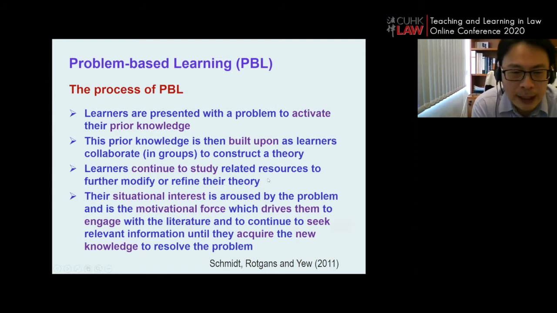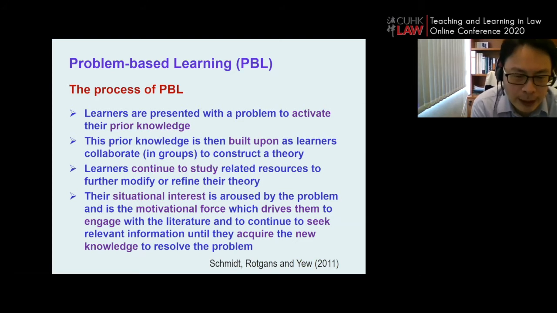And from one of these articles, it told me that in these types of situations, learners are presented with a problem to activate their prior knowledge, which they build upon as they collaborate in order to construct a theory, a possible answer. So this all sounds like scaffolding. Then they continue to study to try to find the answer or refine the theory.